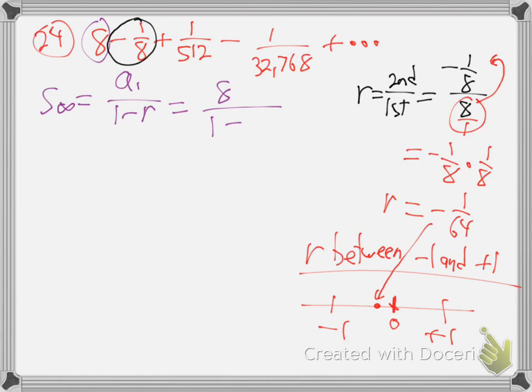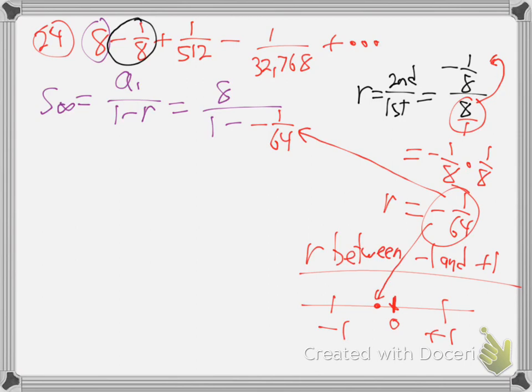So that means you can use the formula. It's going to converge, it's not going to diverge. So I'm going to plug in negative 1/64 right there for r. We got the double negative thing. Am I going too quick? Is this making sense? Getting the hang of finding the r? It's always second term over first.